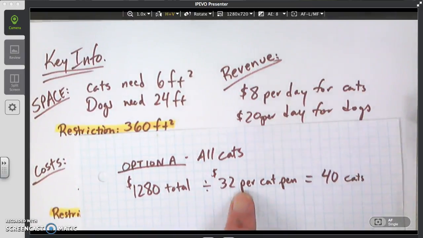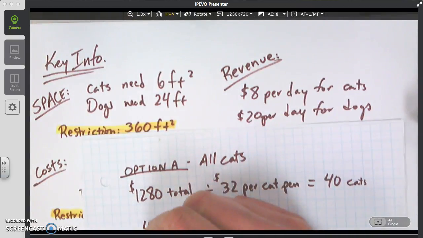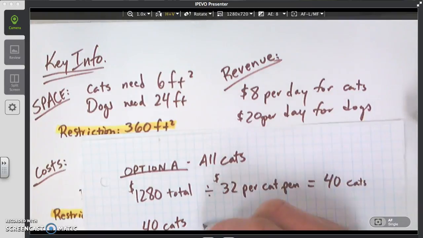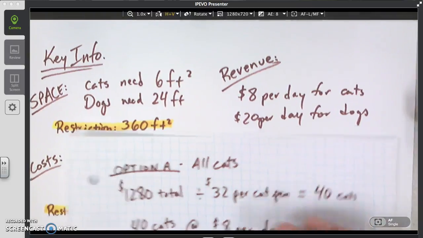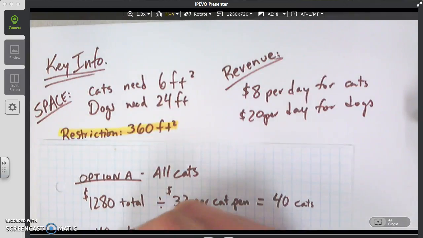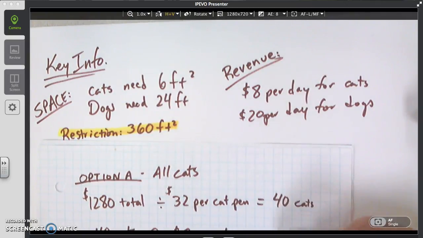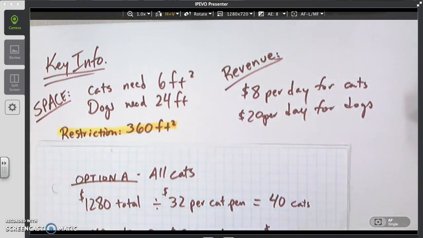Okay, so that would use up all their money. They used up all their money buying these things, and they can house 40 cats. Now, 40 cats at $8 per day. Again, that's the revenue they're going to receive. They're going to get paid this much money for every cat they have. So 40 cats at $8 per day, that's going to give you $320. No cats, just dollars. Again, the cats cancel out, and basically it's $320 per day for the cats.